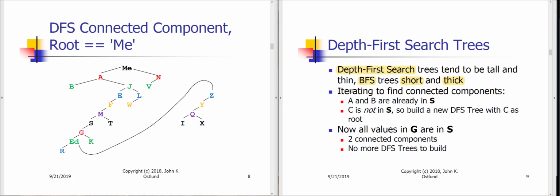If we want to find all the connected components using depth-first search, then we can simply traverse through the nodes in our graph. We'll discover that A is already in the set that we visited, B is already in the set that we visited, C is not in the set that we visited, shown here on slide 8. And so we build a new depth-first search tree starting from C as the root. Once we've done that, we'll discover that we have visited all 28 nodes that exist in our graph, and so we're done. And we have found 2 connected components in our graph.